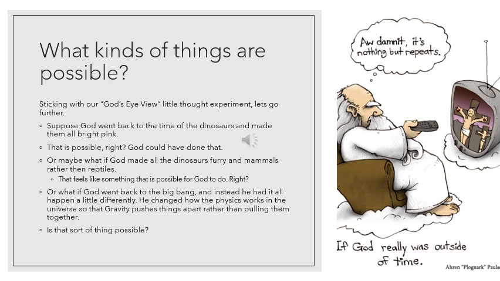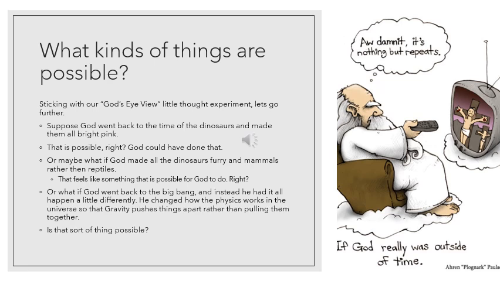Sticking with this sort of God's eye view thought experiment, we can take it a little bit further. Suppose God went back to the time of the dinosaurs and made them all bright pink. That's the kind of thing that's possible, right? If God exists, he could have done that. Or maybe, what if God made all the dinosaurs furry and mammalian rather than reptilian? That feels like something that's possible for God to do, right? Everything is possible with God, right?